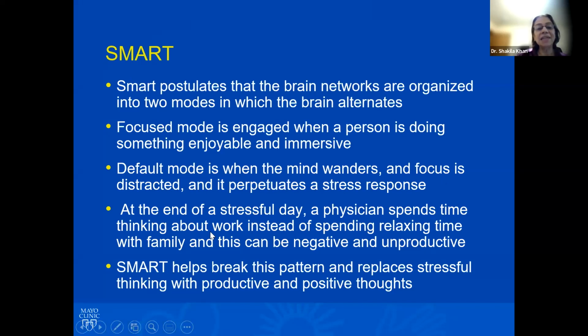At the end of a stressful day, a physician spends time thinking about work instead of spending relaxing time with family, and this can be negative and unproductive. And I have to tell you, my daughters sometimes complain, Mom, you are not listening, because this was very true. I was thinking about what had happened if I had a difficult patient, something like that. So what does SMART do? It helps break this pattern and replaces stressful thinking with productive and positive thoughts.